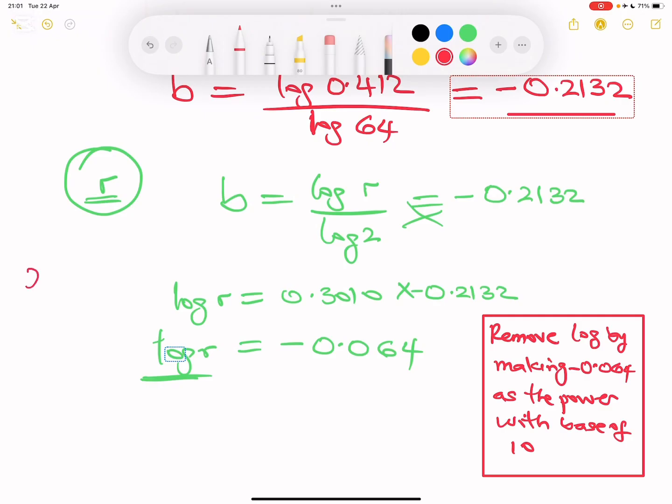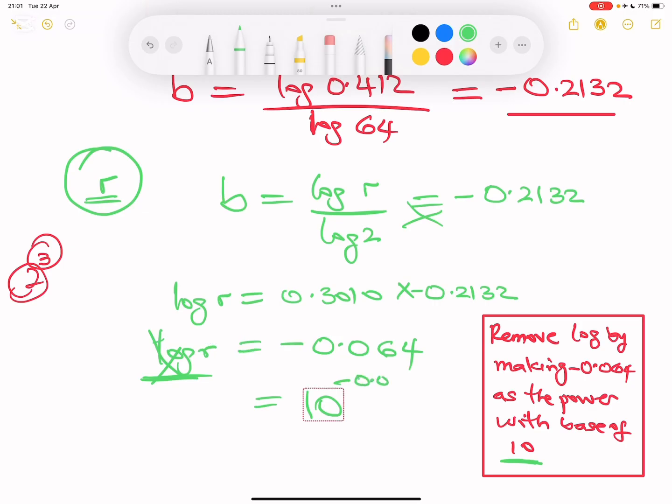Remember, if I say 2 raised to power 3, it means the power is 3 and the base is 2. So to take care of this situation, to cancel this log away, we need to do this on the other side, which means we need to make 10 the base, raised to power minus 0.064. That is a mathematical rule that you need to memorize. So by the time you do that on this side, the log here is cancelled out. That's what has happened. So with that, you can cancel out the logarithm.